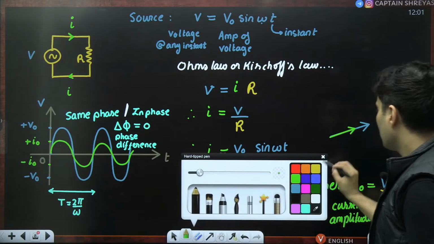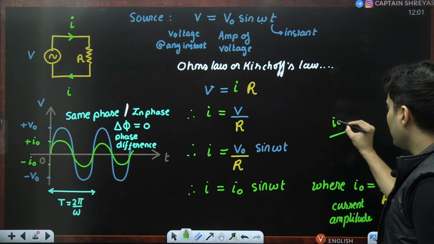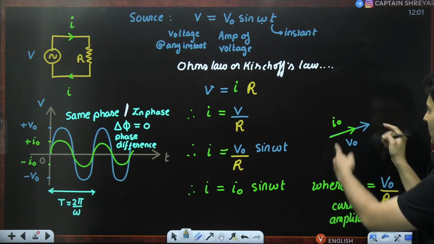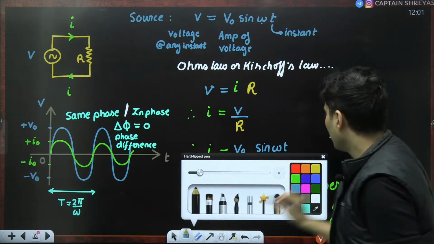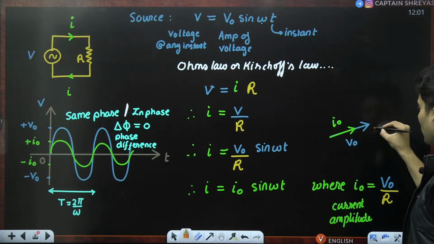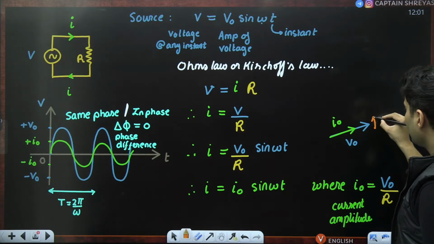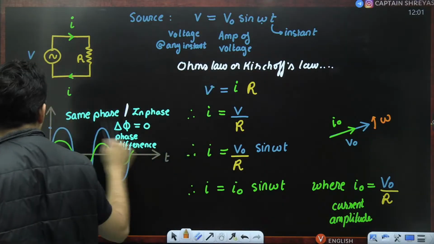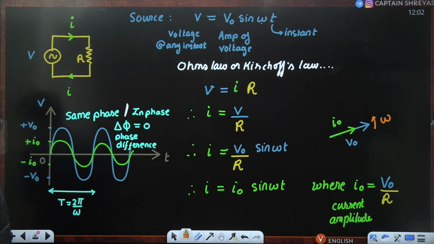Check this out. So the length of the current phasor will be I0. The length of the voltage phasor will be V0. They will always rotate together with the same angular speed. That's why they were in phase or same phase or no phase difference.